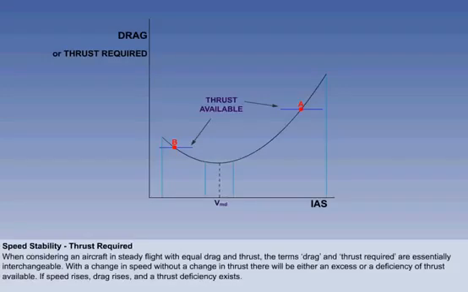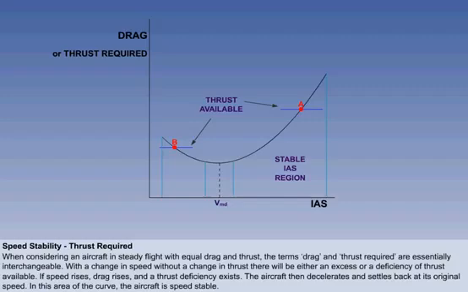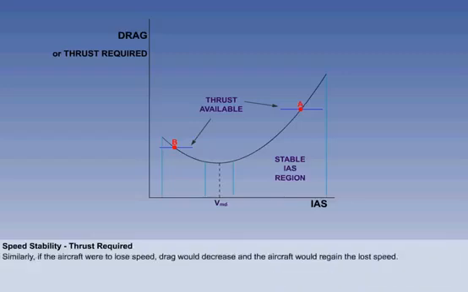If at speed A the speed is disturbed and rises, drag also rises, and a thrust deficiency exists. The aircraft then decelerates and settles back at its original speed. In this area of the curve, then, the aircraft is speed stable. Similarly, if the aircraft were to lose speed, drag would decrease, and the aircraft would regain the lost speed.